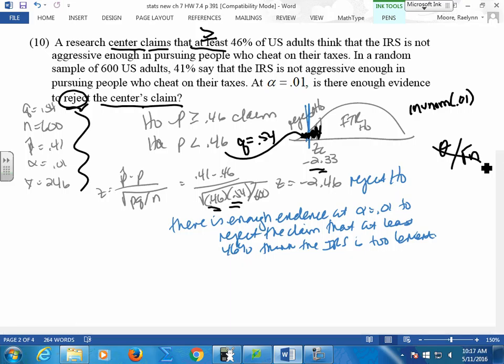So think of it logically. If you don't take this, then you agree with this. But we're going to have to say there's not enough evidence, or there's enough evidence to reject the claim, put your level of significance in, that at least 46% of the people think the IRS is too lenient. You can sum it up a little bit, or you can rewrite the whole thing.